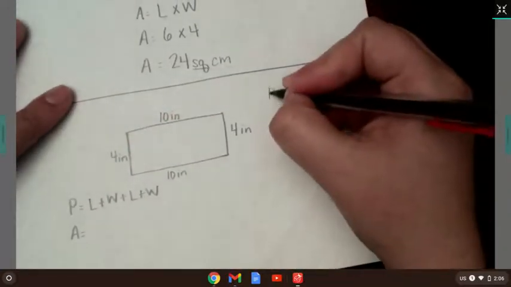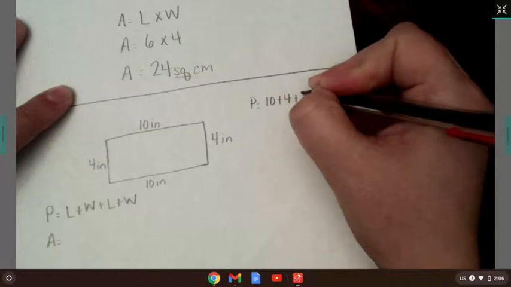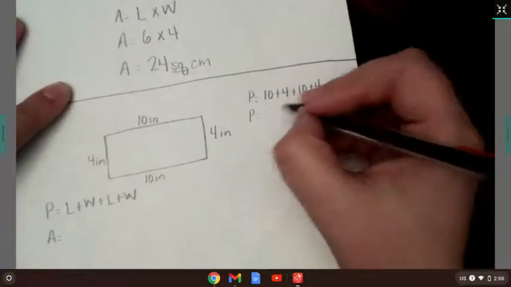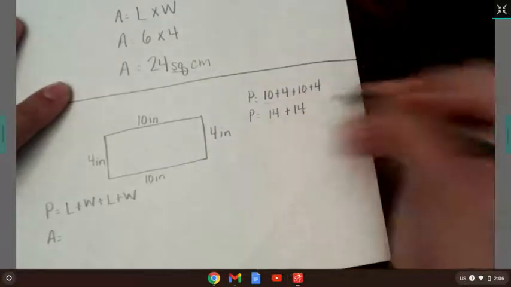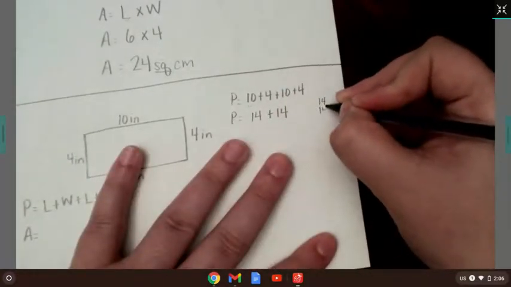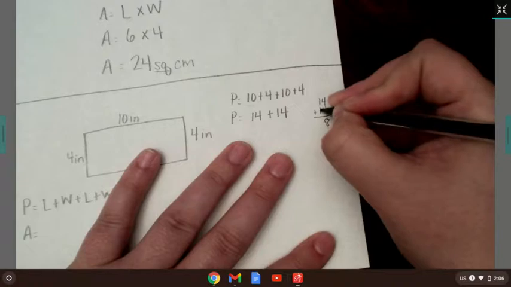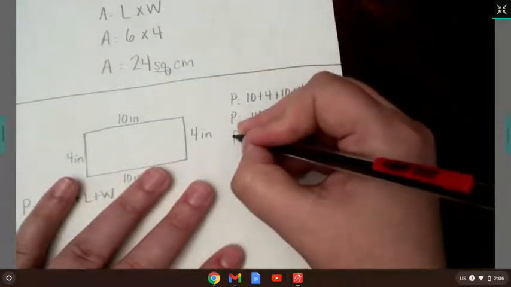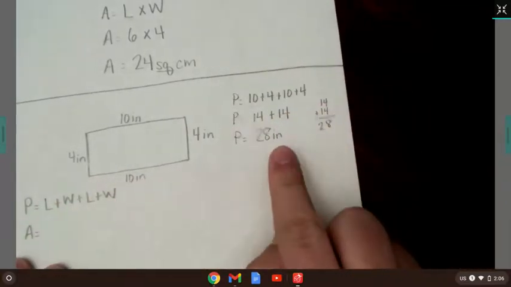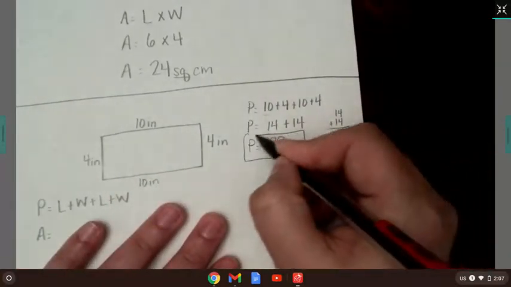So for perimeter, I'm filling in my formula: 10 plus 4 plus 10 plus 4. I know that 10 plus 4 is 14, so 14 plus 14. Sometimes I need to come over to the side and do this, and that's totally okay. 4 plus 4 is 8, 1 plus 1 is 2. So our perimeter will be 28, and it's just inches. It's not square inches. That's only with area. So our perimeter is 28 inches.